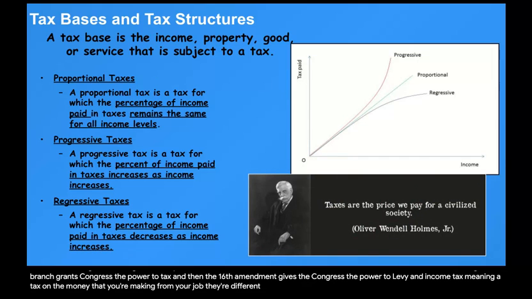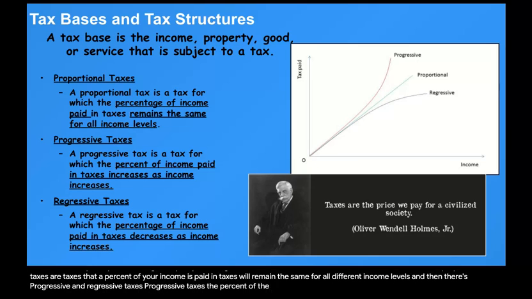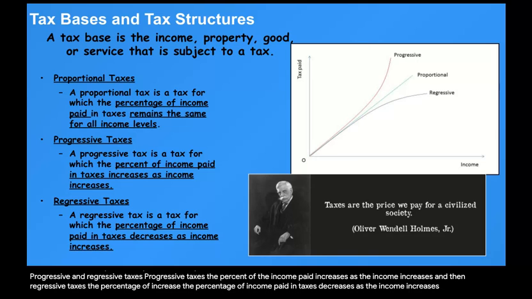There are different tax structures that exist in order to collect taxes. Proportional taxes are taxes where the percent of your income paid in taxes remains the same for all different income levels. And then there's progressive and regressive taxes. With progressive taxes, the percent of the income paid increases as the income increases. And with regressive taxes, the percentage of income paid in taxes decreases as the income increases.